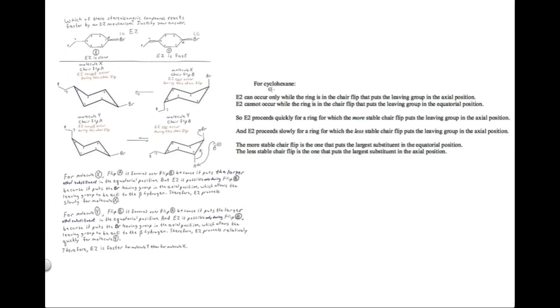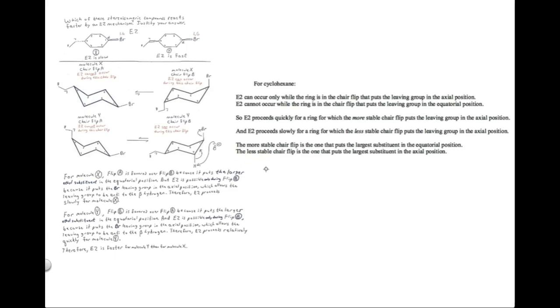So we applied these guidelines for cyclohexane. E2 can occur only when the ring is in the chair flip that puts the leaving group in the axial position. So E2 cannot occur in the chair flip that puts the leaving group in the equatorial position. So E2 could occur for chair flip B for molecule X and for chair flip B for molecule Y. E2 could not occur for chair flip A for molecule X or chair flip A for molecule Y. Remember, again, this is because it's only when the leaving group is in the axial position that it can be anti to the beta hydrogen, as you can see in this picture.